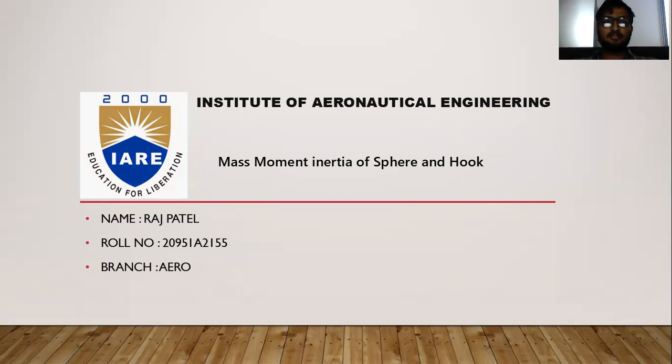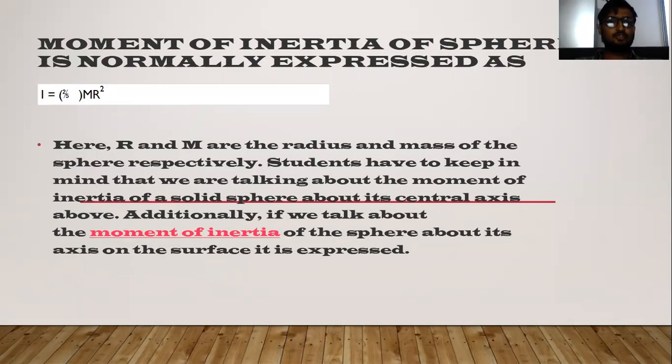Today we have discussed the mass moment of inertia of a sphere and a hook. First of all, the moment of inertia of a sphere is expressed by the formula I is equal to 2 by 5 mr square, where r and m are the radius and mass of the sphere respectively.